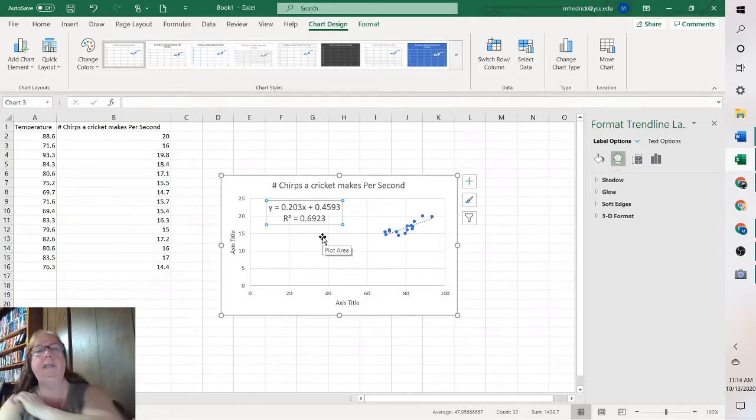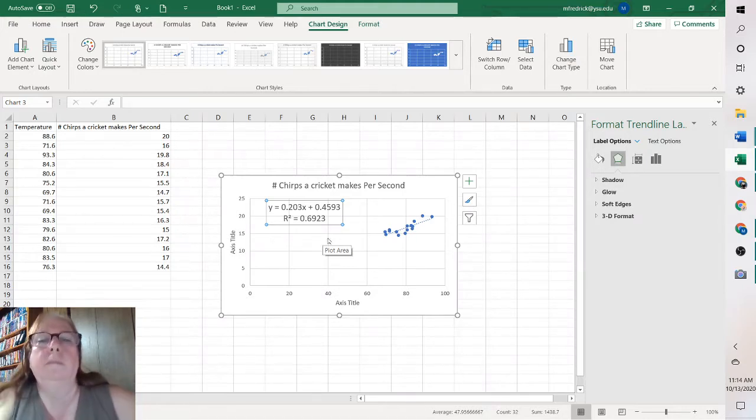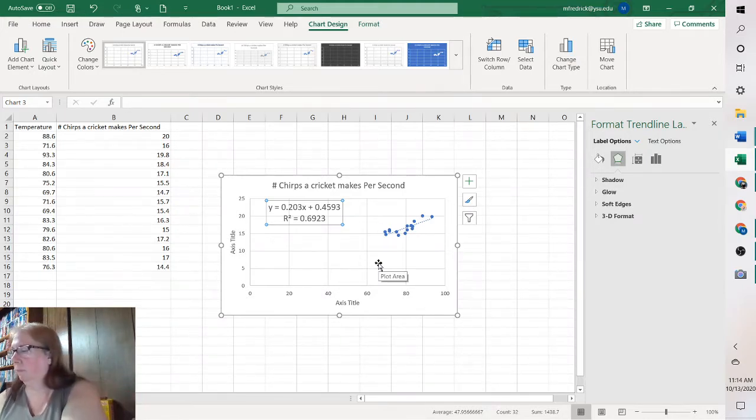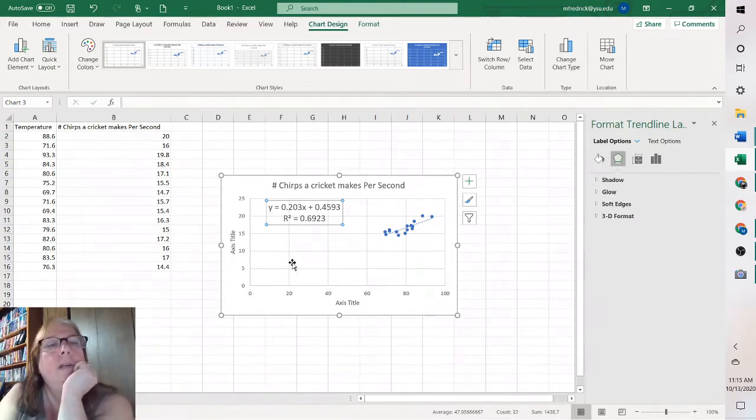So my R squared is 0.6923, which means it's a pretty strong relationship. In my trend line, y equals 0.203x plus 0.4593. Okay. So all I did was highlight the data, insert, and scatter plot, and we got all this.